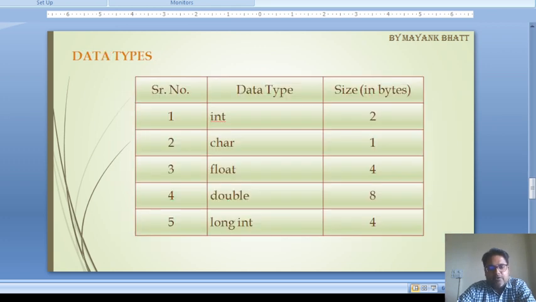Now the data types. You can see there are some data types having different sizes in bytes. The integer data type has 2 bytes, the character data type has 1 byte, float has 4 bytes, double has 8 bytes, and long int has 4 bytes. So these are the sizes in bytes.